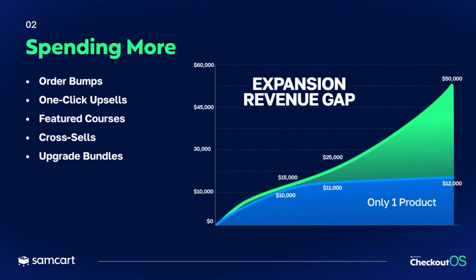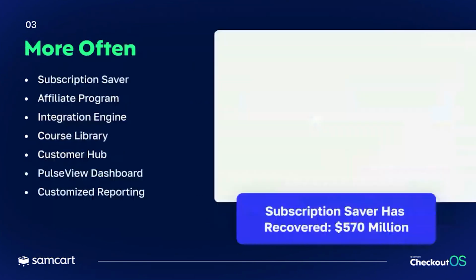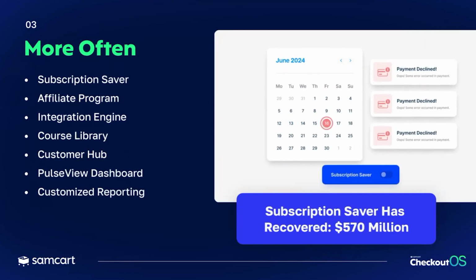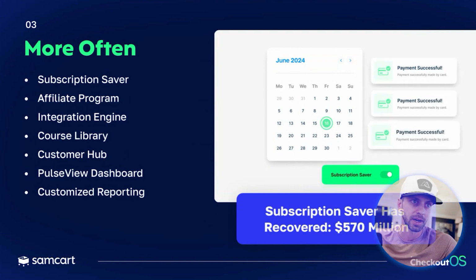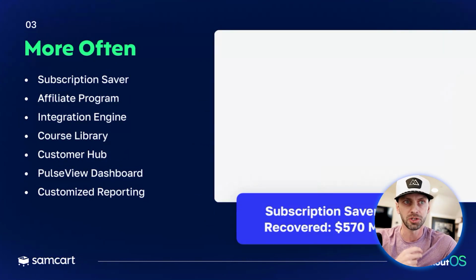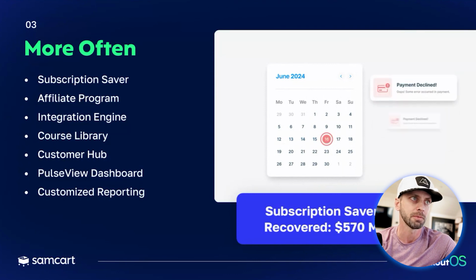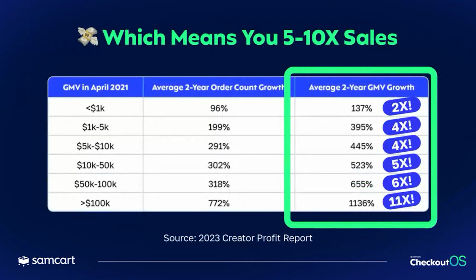Plus, we get your customers to come back and spend more often through things like the subscription saver, the affiliate program, course cross sells. There are all these features on the back end, many of which work automatically for you behind the scenes, to get your customers to continue to spend money with your business, driving up lifetime value. We run these reports all the time. You can see that some of our best sellers, just 2 years after using SamCart, their sales are 11 times higher than when they started.